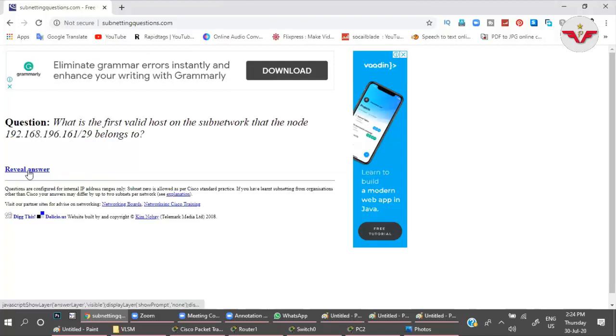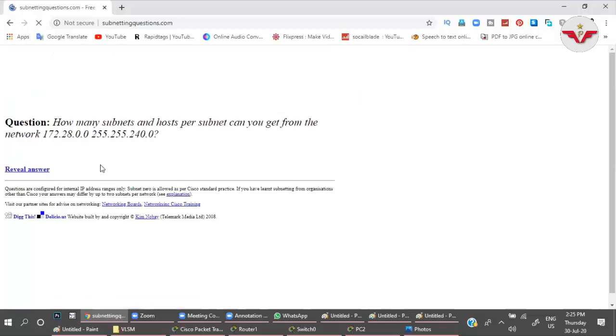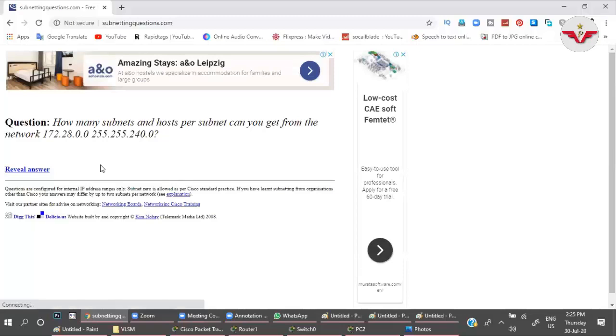Okay, let me show you the answer. Look here. Done. So there are only two steps. Find out the jump in your mind. Look at the octet. What is the value? And reach there. That's it. Answer is yours, right? Now let us come to the next question. How many subnets and hosts per subnet can you get from the network?